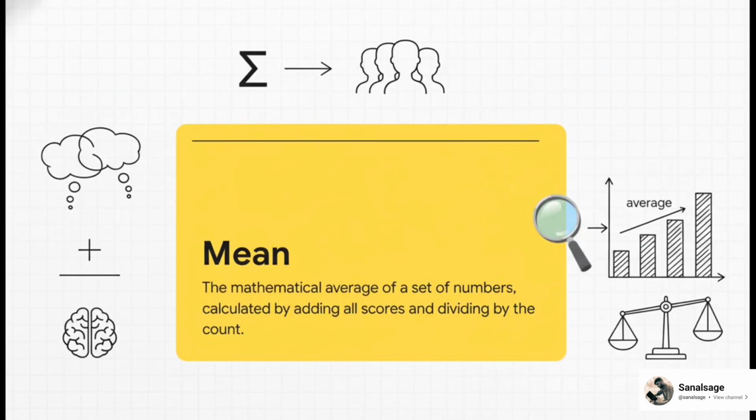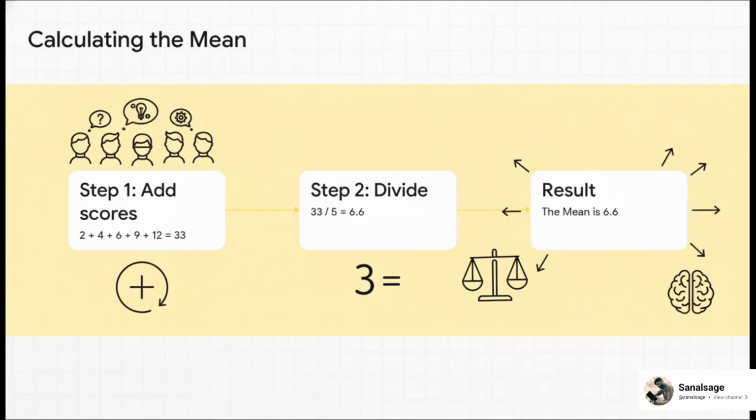Okay, so the first, and by far the most common way to find that center is the mean. You almost certainly know this already, just as the plain old average. This is really the workhorse of statistics. And calculating it is about as straightforward as it gets. You just add up all your scores, and then you divide by how many scores you had in the first place. So if you look at these numbers here, you add them all up, you get 33. There are 5 scores, so you divide by 5, and you get a mean of 6.6.